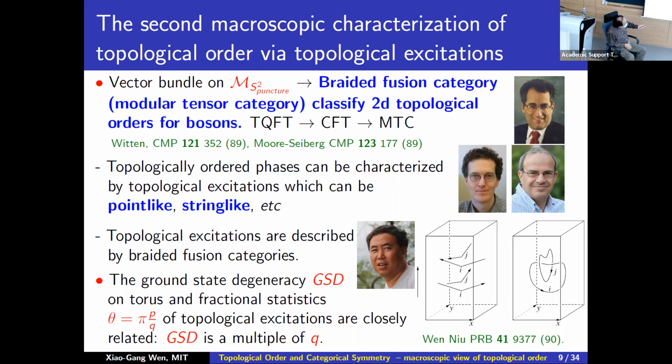Today we try, using this expansion and their braiding and fusion, to directly see the module tensor category coming from this. Actually, in the early days, there's already one indication: this excitation and the quantum degeneracy are related.